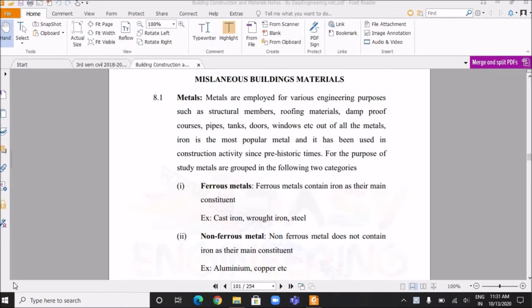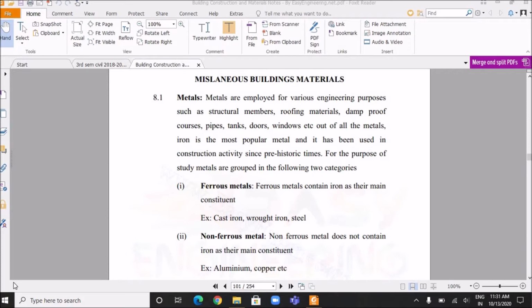Metals are employed for various engineering purposes such as structural members, roofing materials, damp-proof courses, pipes, tanks, doors, windows, etc. Out of all the metals, iron is the most popular metal and it has been used in construction activity since prehistoric times. For the purpose of study, metals are grouped in the following two categories.